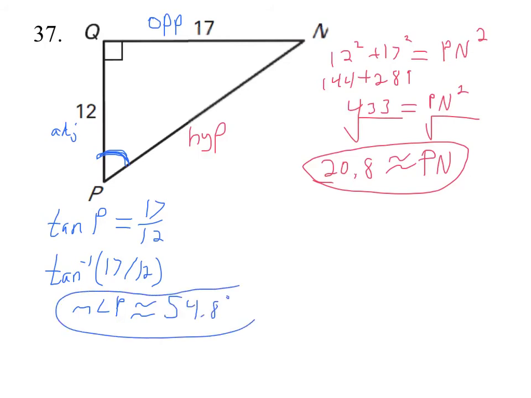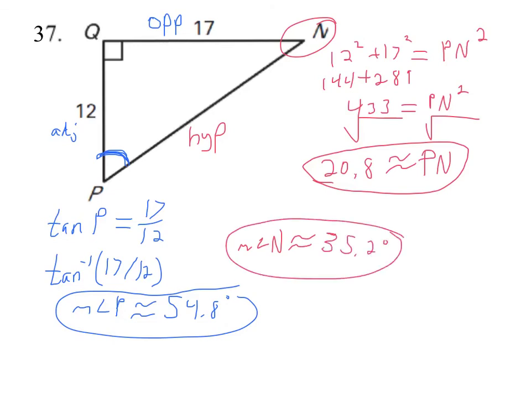And now, to come up with the last angle, angle N over here, for that, you could just do 90 minus 54.8. And we'll have to round that, and you get 35.2. So the measure of angle N is approximately 35.2. Because even though we're rounding, the three angles still all need to add up to 90 degrees.